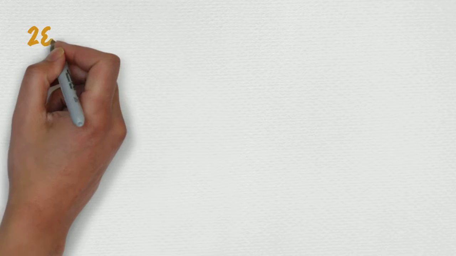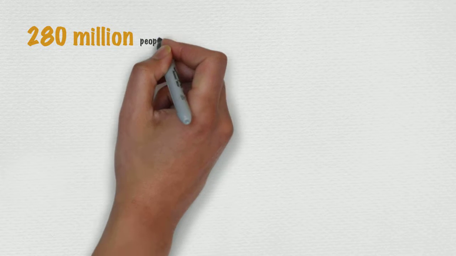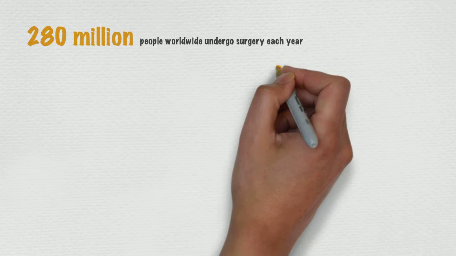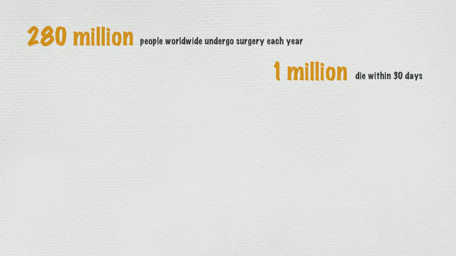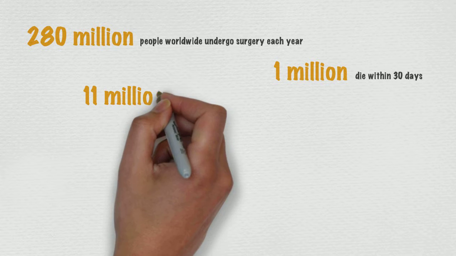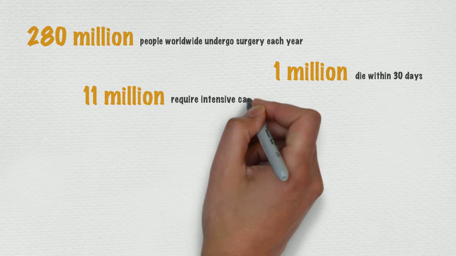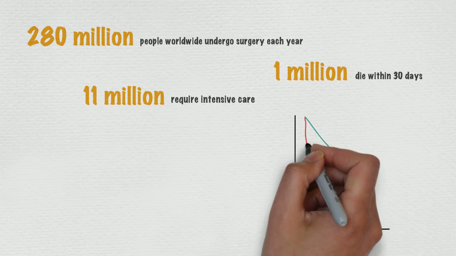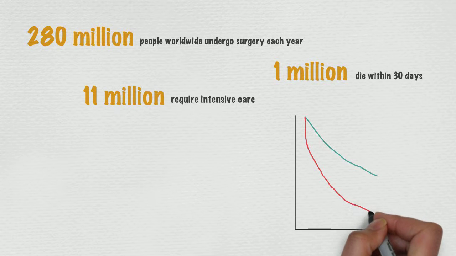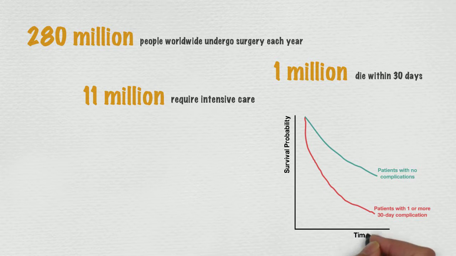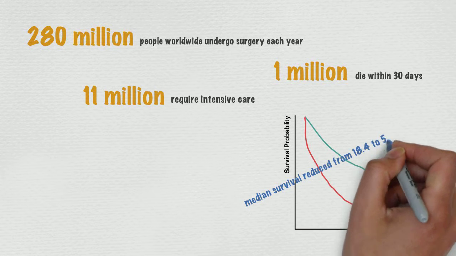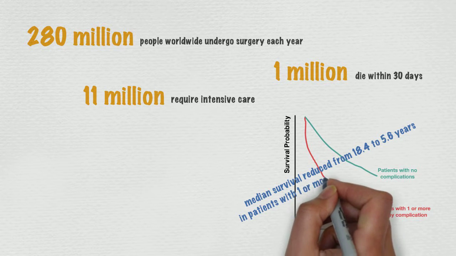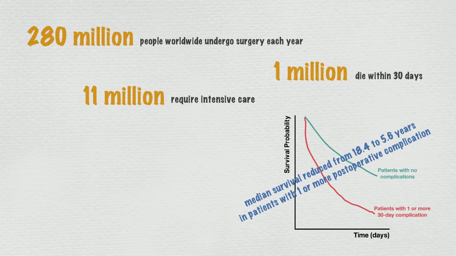Worldwide, about 280 million people undergo major surgery each year. 1 million will die within 30 days, and a further 11 million will require intensive care. Curry and colleagues identified a relationship between postoperative complications and early mortality. Median survival was reduced by 69%, from 18.4 to 5.6 years in patients who developed one or more postoperative complication.